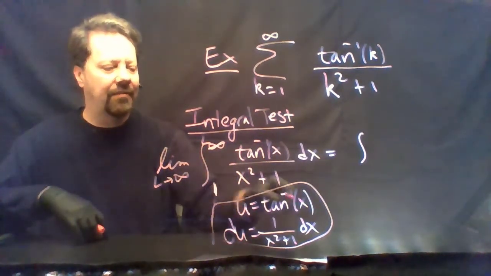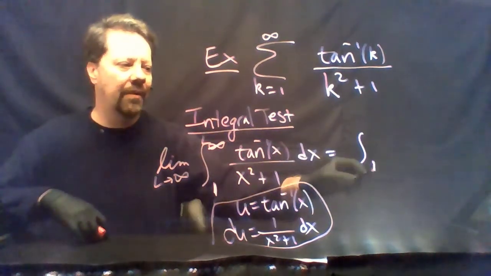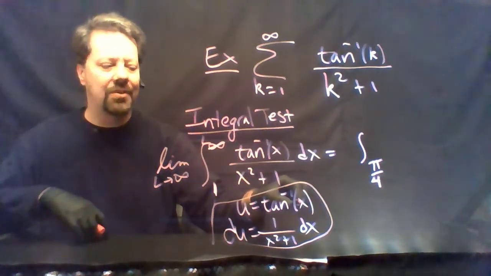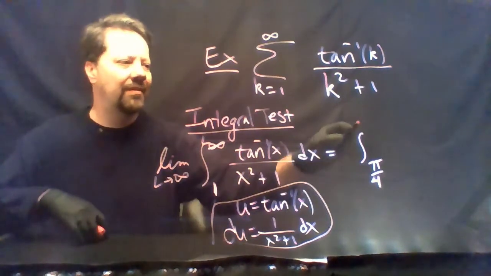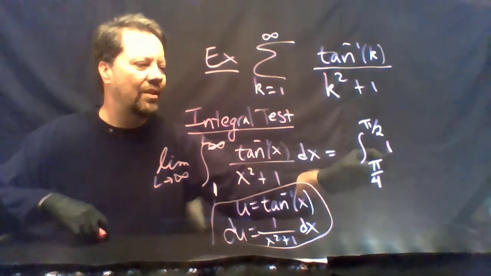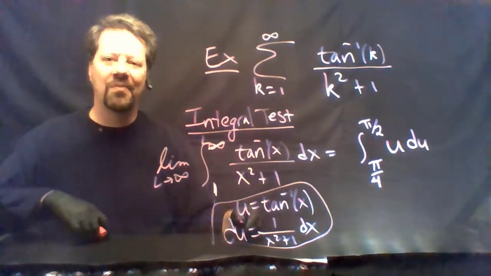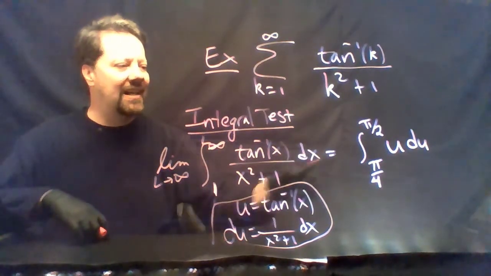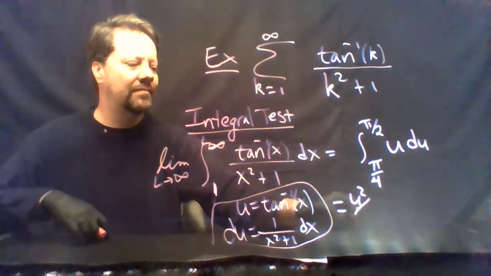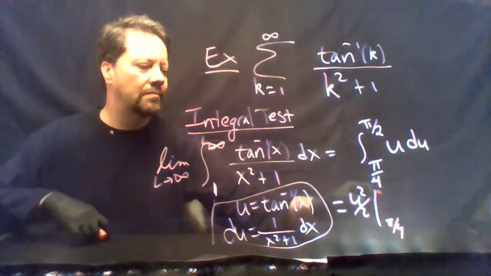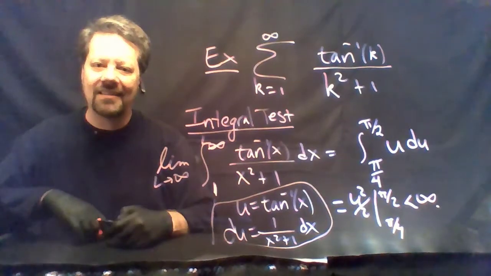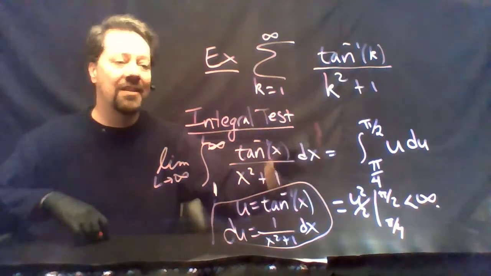If I plug 1 in for x, arctan of 1 is pi over 4. As x or L goes to infinity, u goes to pi over 2. So we're getting u du. It should be clear right now. This is going to give you a finite value. Since the integral was finite, the integral converges, therefore the series converges.